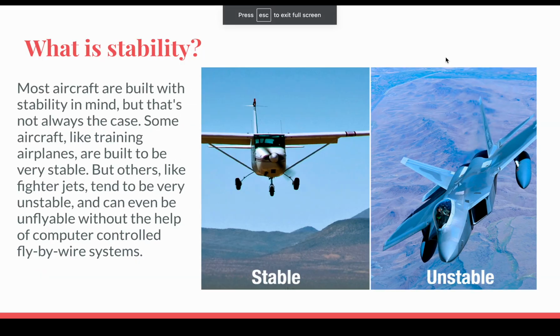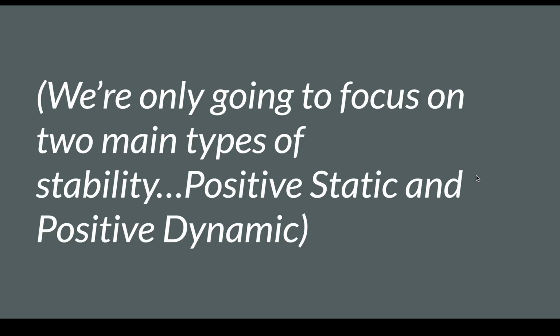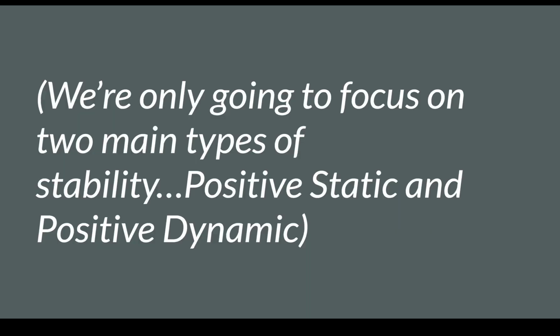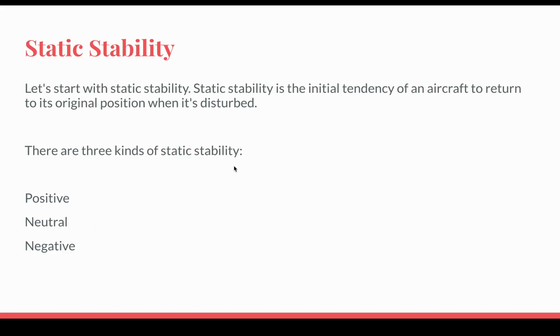So most aircraft are built with stability in mind, but that's not always the case. Some aircraft, like training airplanes, are built to be very stable, but others, like fighter jets, tend to be unstable, and we're going to talk about that in class. So the 2 types we're going to focus on are positive static and positive dynamic stability. So let's start with static stability. It's the initial tendency of an aircraft to return to its original position. There are 3 kinds of static: positive, neutral, and negative.